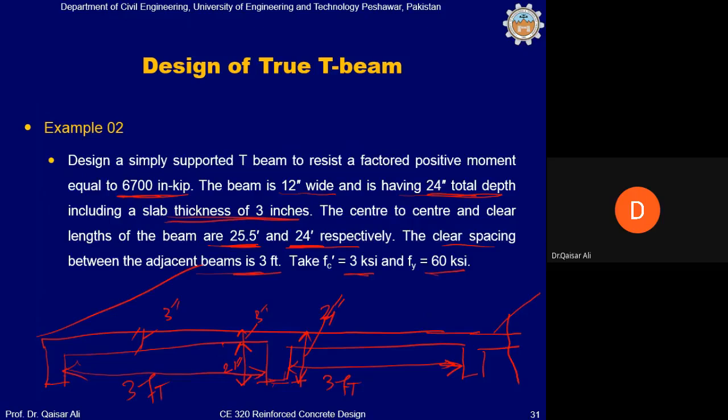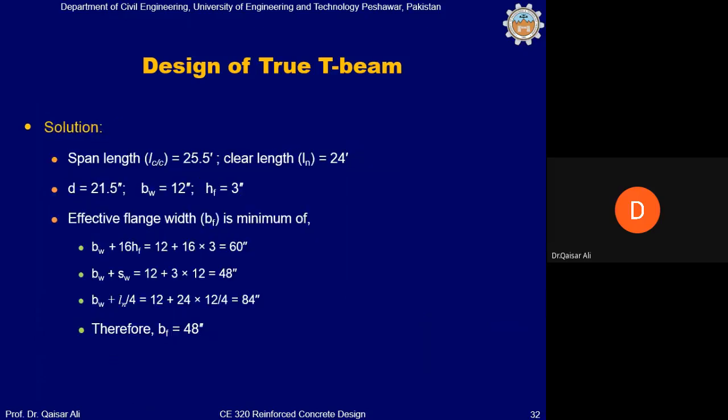Now we will solve this example. Span length center to center is 25.5 feet, from the center of one support to the other support. Clear is 24 feet. Total depth is 24 inch, and if we assume a 2.5 inch y bar, d will be equal to 21.5 inch. bw is 12 inch, slab thickness is 3 inch.